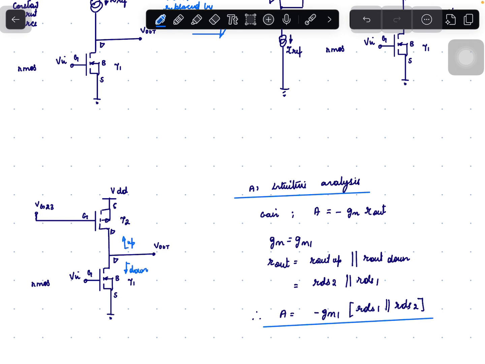What is Rout? Rout up is nothing but RDS2, that is the output resistance of T2 when seen from drain. Rout down will be equal to RDS1, that is the output resistance of T1 when seen from drain. So Rout will be RDS1 parallel to RDS2. So the gain of the circuit is nothing but minus Gm1 times RDS1 parallel RDS2.